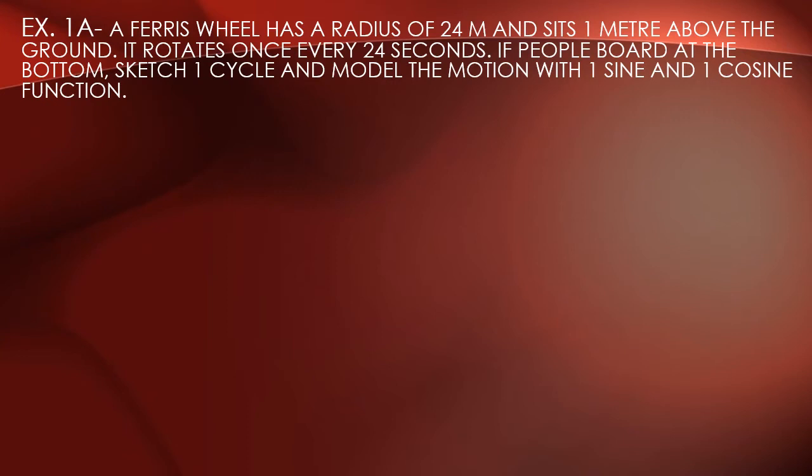The first part of the question. A Ferris wheel has a radius of 24 meters and sits 1 meter above the ground. It rotates once every 24 seconds. If people board at the bottom, sketch one cycle and model the motion with one sine and one cosine function.